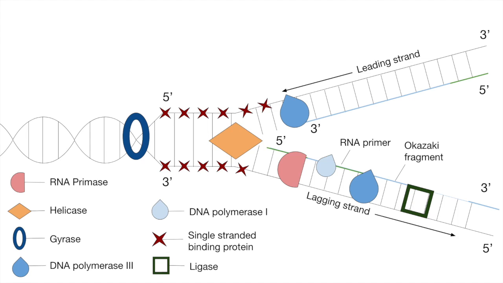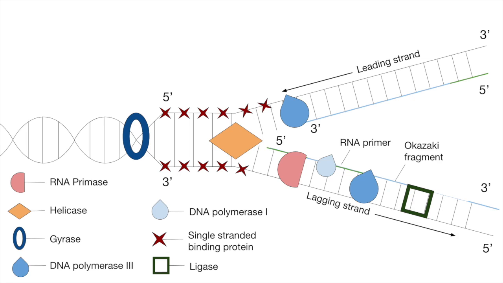Helicase is responsible for unwinding the DNA helix and does so by attaching to the replication fork and breaking the hydrogen bonds between the nucleotide bases. This action is necessary to provide separated strands for DNA polymerase III to replicate.